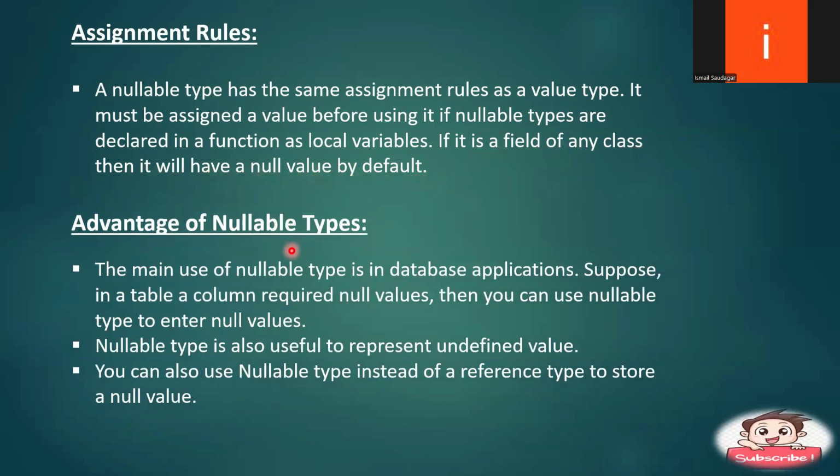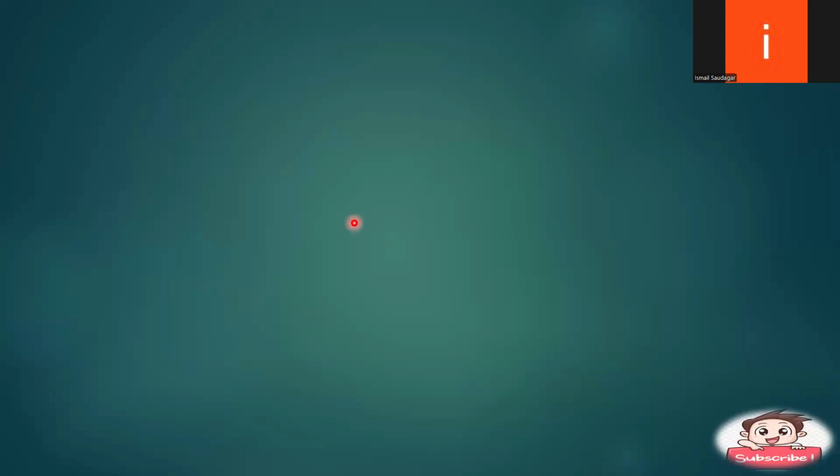Advantages of nullable types. The main use of nullable types is in database applications. Suppose in a table a column requires null values, then you can use a nullable type to enter null values. A nullable type is also useful to represent an undefined value. You can also use a nullable type instead of a reference type to store a null value. So this is all about nullable types.